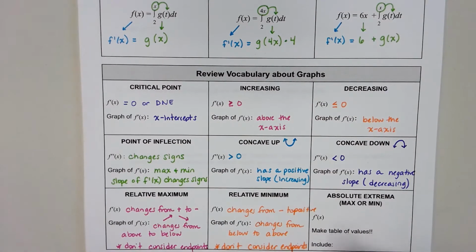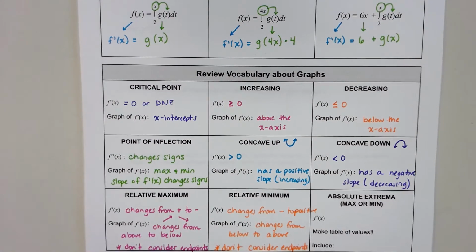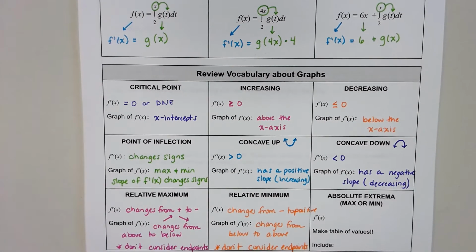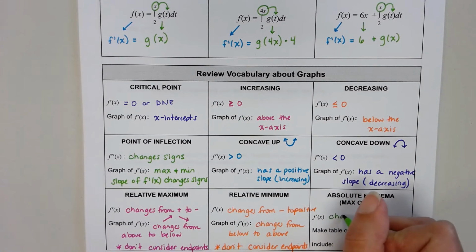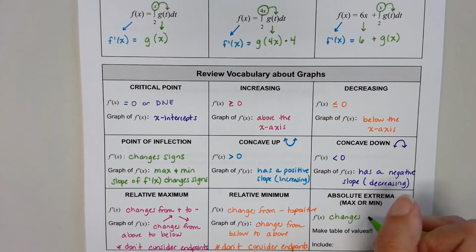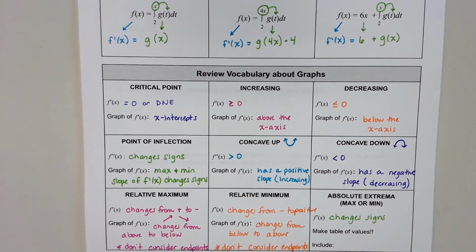And that's important because there are times when we do consider the endpoints. If we're ever talking about what's called an absolute extrema, so the absolute maximum or minimum, these are going to be places where f prime changes signs, either from positive to negative or negative to positive.